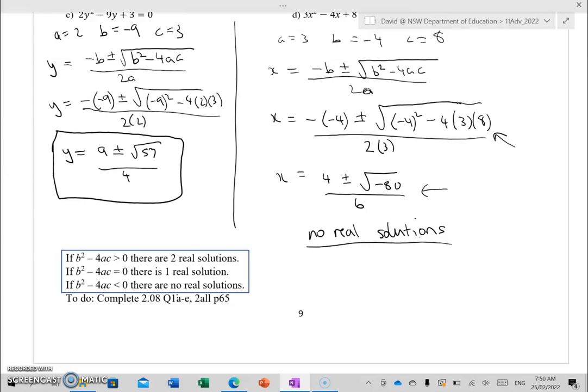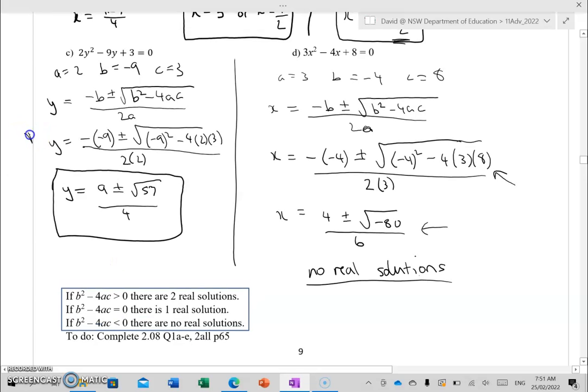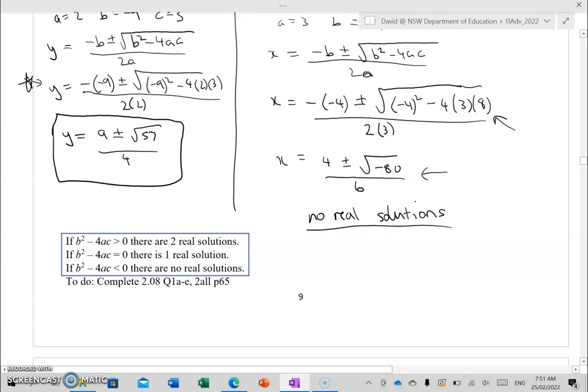Okay, remember that if it says calculate the value to a certain number of decimal places or significant figures, put the numbers straight into your calculator, once with the plus and once with the minus, to get your two results. Okay. Working on 2.08, questions 1 A to E and 2, all on page 65.